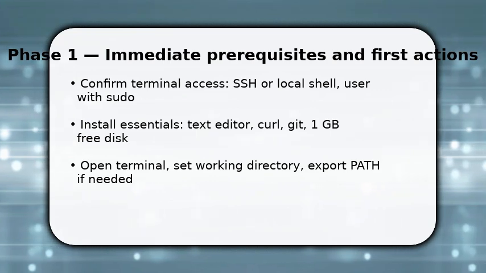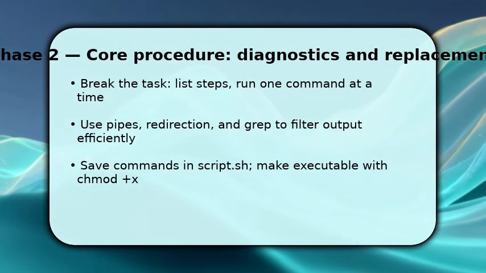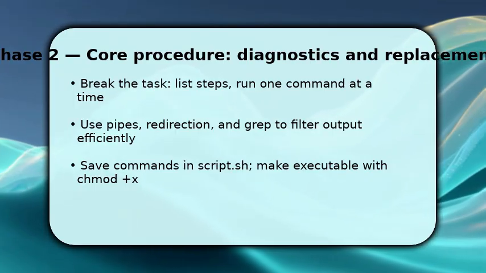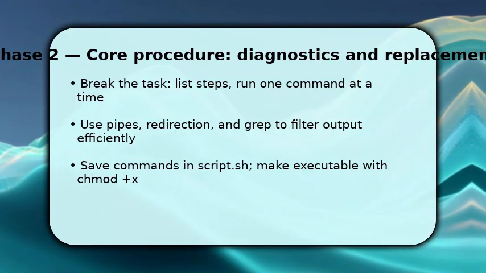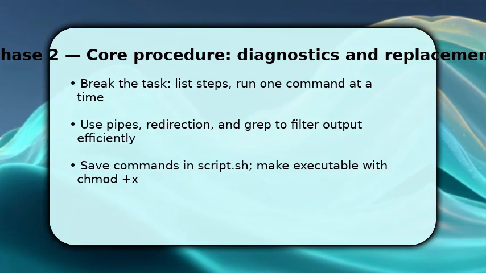You now execute the core workflow by breaking the chapter into discrete commands and running one at a time so you can observe effects. Use pipes and redirection to shape output and grep to filter relevant lines. This reduces noise and helps you find errors fast.